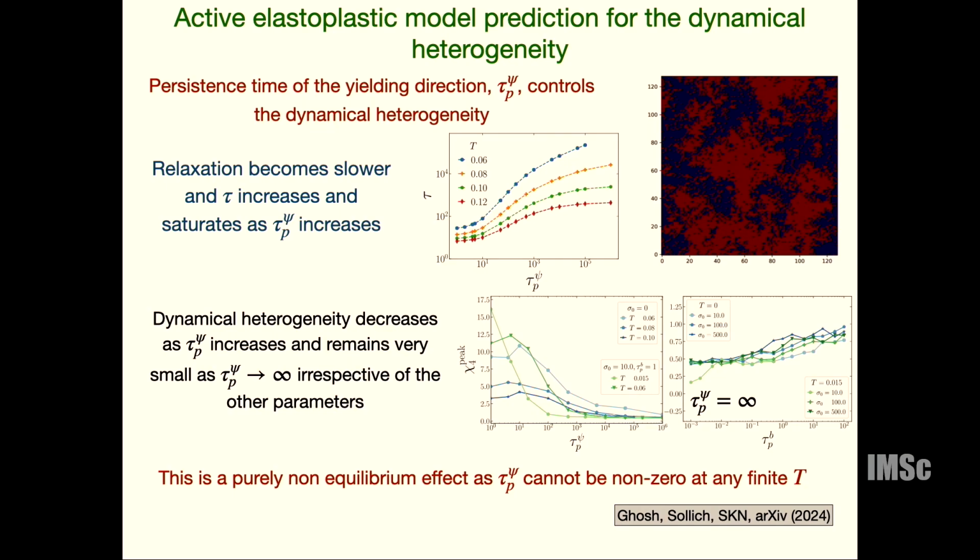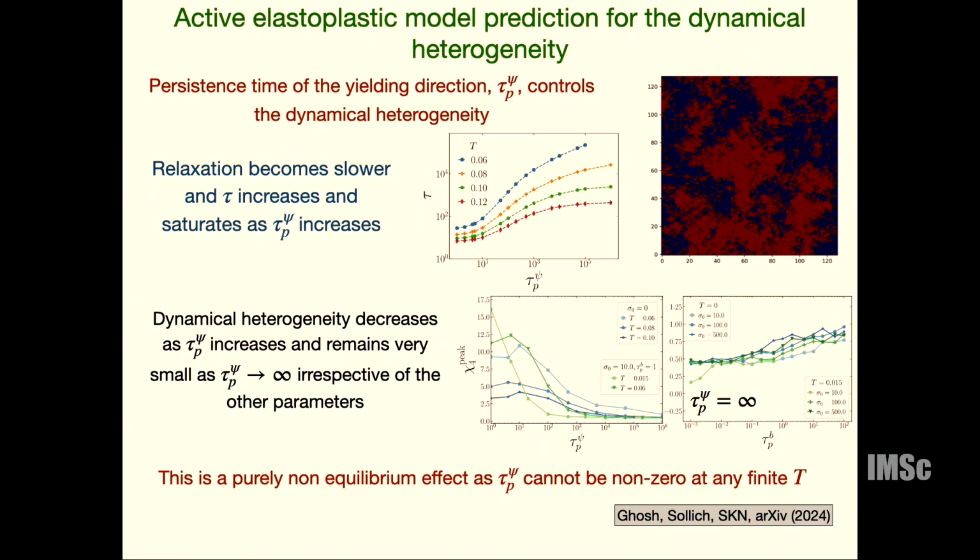So within this model, this tau p psi, this persistence time of the rotation of the yielding direction, basically determines what is the dynamical heterogeneity in the system. So if we increase tau p psi, relaxation time increases a bit, but then it saturates. So it still relaxes with a slightly higher relaxation time. On the other hand, if I take tau p psi to be very large, then the chi4 peak decreases. And in the limit, when I take tau p psi to infinity, then the chi4 peak does not increase at all.